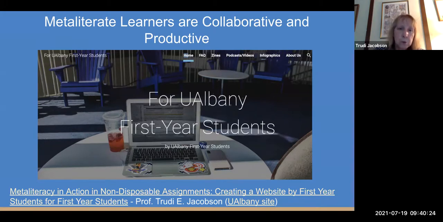But the students really had an opportunity to think about their role on campus or off campus, as the case may be, but as first year students, and what other first year students would need to know. And they learned about meta literacy, and then they started to create infographics and blogs and videos and a variety of media. And it was, I think, the perfect way for them to realize that they can contribute as a meta-literate learner.